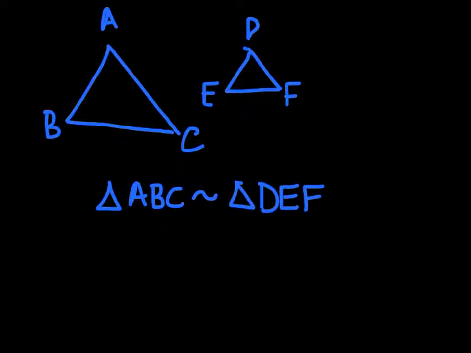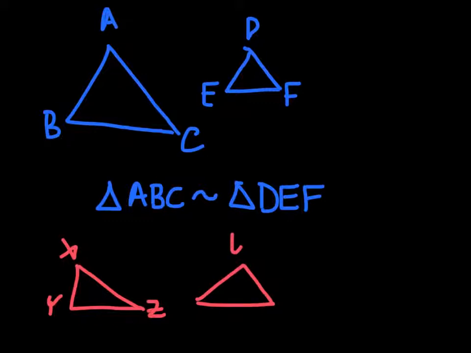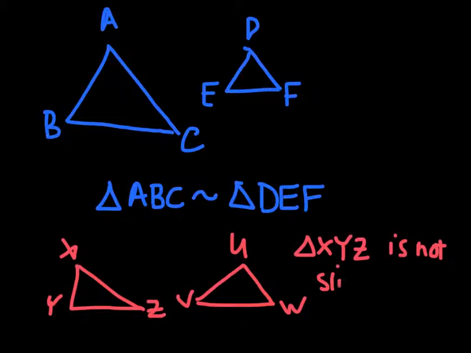Okay. Now let's draw another set of triangles. Let's draw XYZ and UVW. These triangles are not similar. So we would simply say triangle XYZ is not similar to triangle UVW. Sorry, we don't have a cute symbol for not similar to.